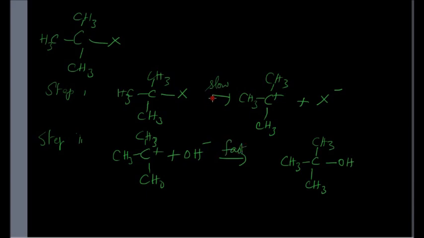The slow step is always the rate determining step, and in the rate determining step you have only one reactant, so it depends on the concentration of the tertiary alkyl halide only. So we can say the reaction follows first order kinetics and it is unimolecular. Reaction is of first order and is unimolecular.